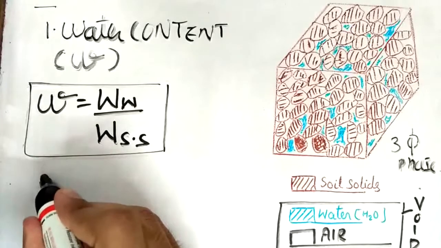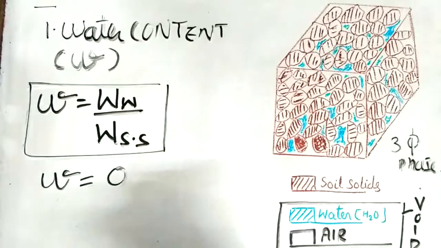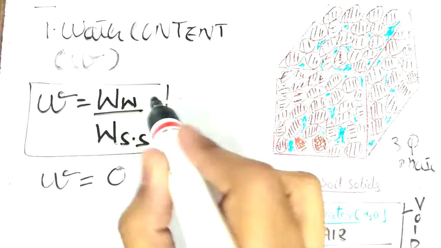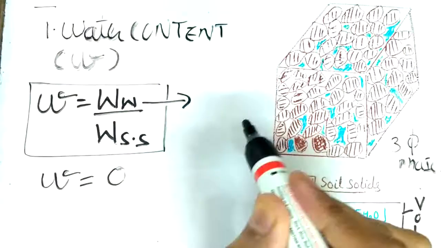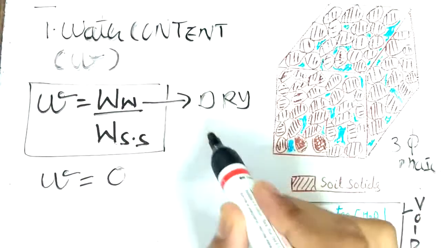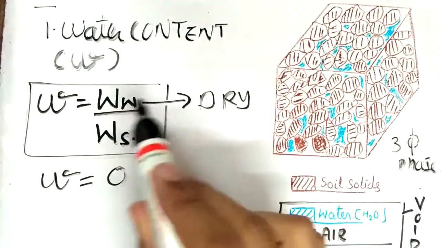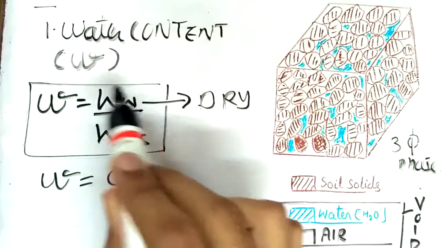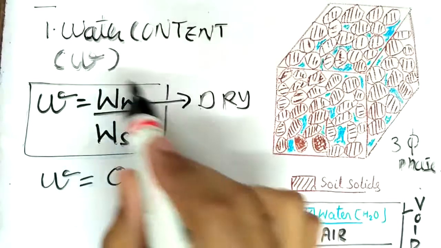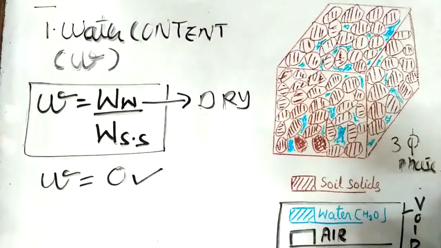If I ask you, can my water content be equal to 0? When will my water content be equal to 0? When my weight of water is equal to 0. And yes, that can happen in the case of dry soils. We know that in dry soils all the moisture is absent, so my weight of water becomes 0. If my numerator is 0, then the whole value of this fraction, the water content, becomes 0. So yes, we can have a 0 value of water content.